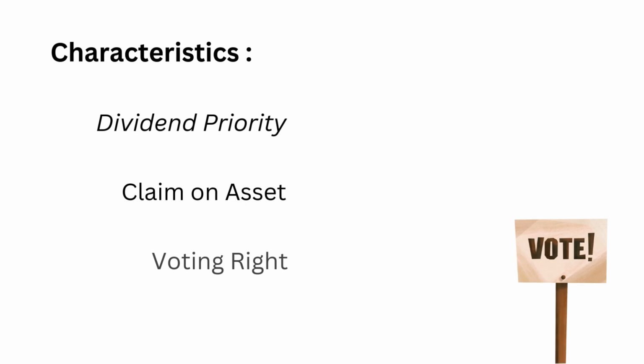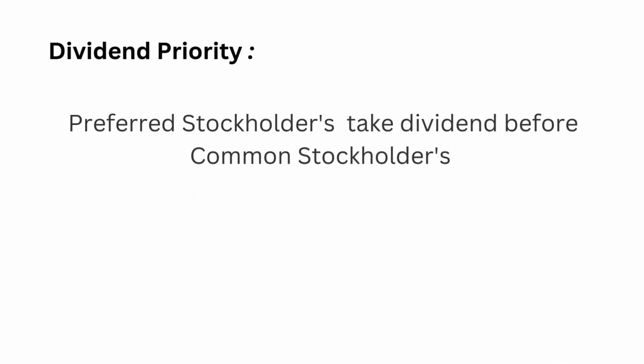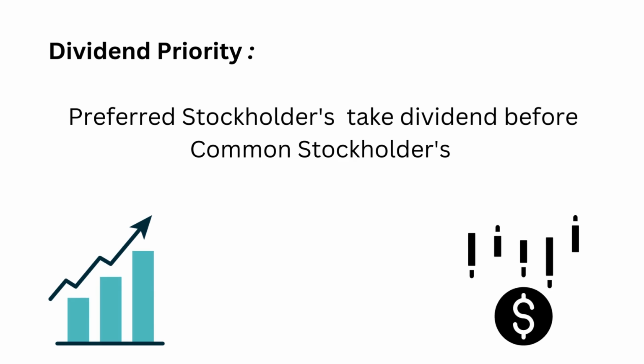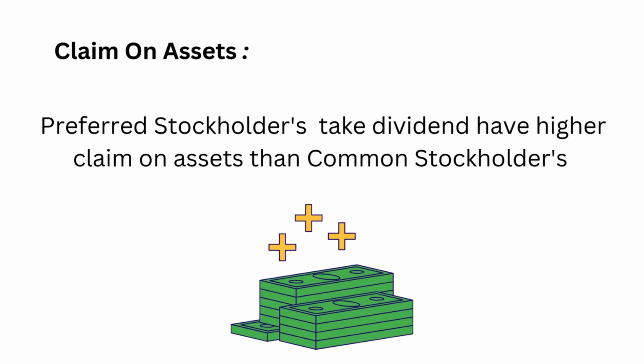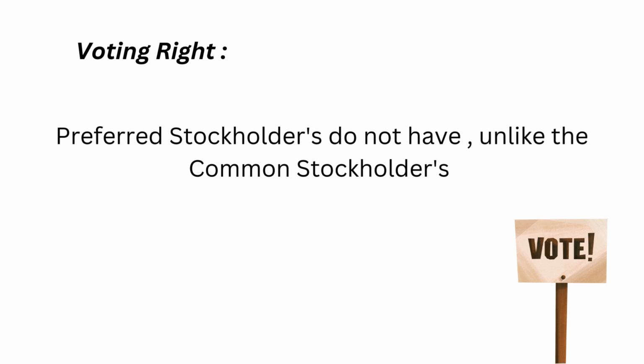The most important characteristics of preferred stock are, first, dividend priority, which means preferred stockholders receive dividends before common stockholders. Another characteristic is claim on assets: in a company's liquidation, preferred holders have a higher claim on assets than common stockholders. And the last characteristic is voting right: preferred stockholders do not have any voting right in company matters, unlike common stockholders.